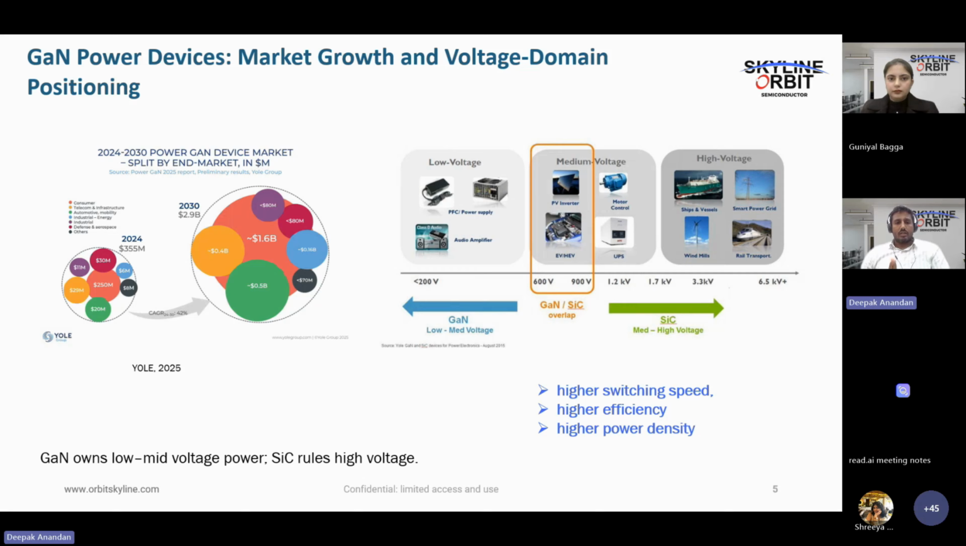Before dwelling into the topic, I would like to cover the market growth and what the status of gallium nitride is when compared to silicon carbide and silicon devices. If you see the Yole 2025 graph, the prediction was almost 2 billion, if I'm not wrong. It's not clear for me. Wait. Yeah, it's around 355 million in 2024, which basically covers 7 different sectors.